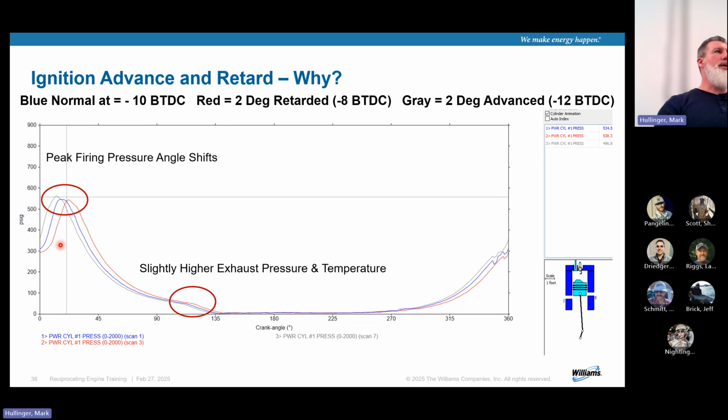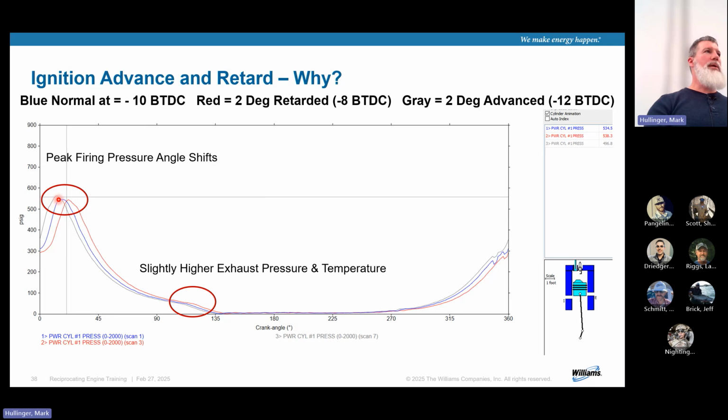So here's what ignition timing does. The blue trace is normal. That's 10 degrees before top dead center. The red is retarded 2 degrees, which is 8 degrees before top dead center. So just a little bit later. And then the gray is advanced 2 degrees to 12. So before or later than normal, okay?